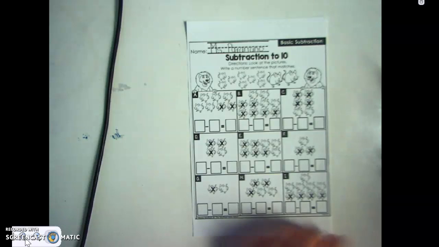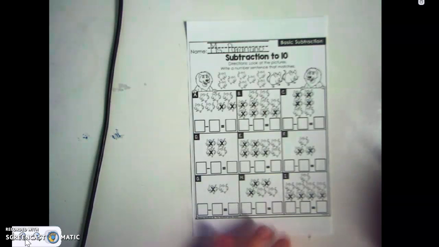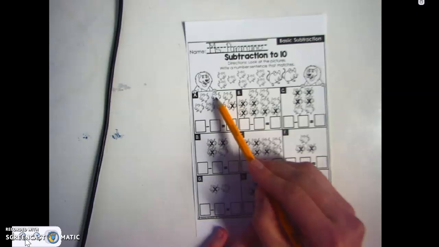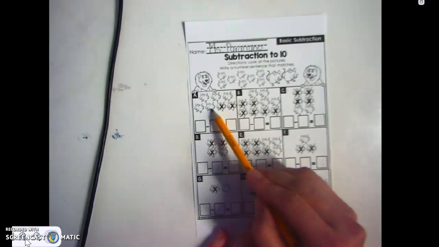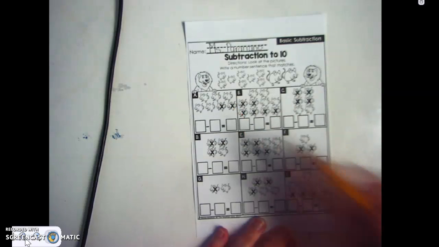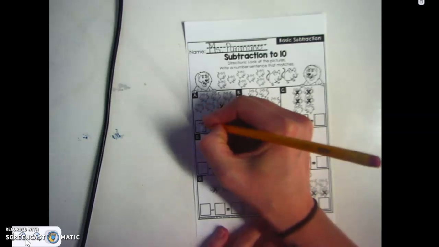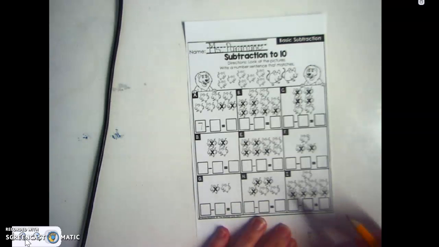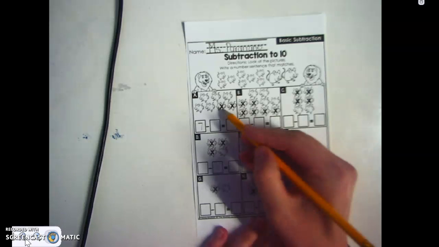So to start, we're going to count all of the mice to see how many we started with. Ready? 1, 2, 3, 4, 5, 6, 7. Okay, so we started with 7. Then I'm going to look and see how many are crossed out. How many have a black X over them?